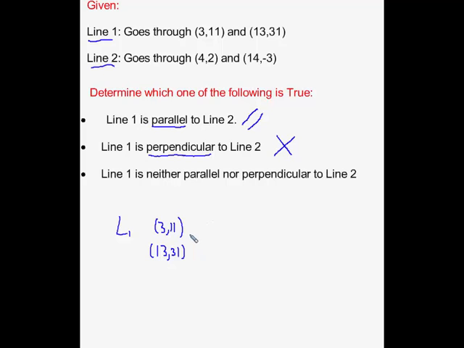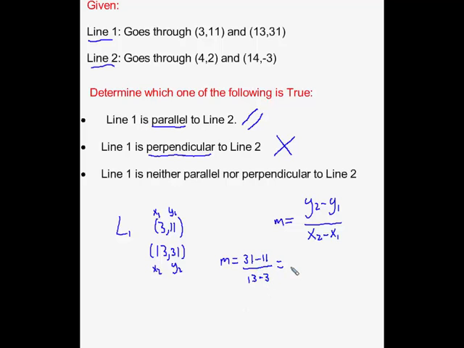So let's start by calculating the slope of line 1. We know that the slope formula between 2 points is as follows. You subtract y values, and you can do it in either order as long as you use that same order when you subtract the x values. So I'm going to call this my y sub 2 and this my y sub 1. So y sub 2 minus y sub 1 would be 31 minus 11. I'll call this x sub 1 and this x sub 2. So subtracting in the same order, I will do x sub 2 subtract x sub 1, which is 13 minus 3.